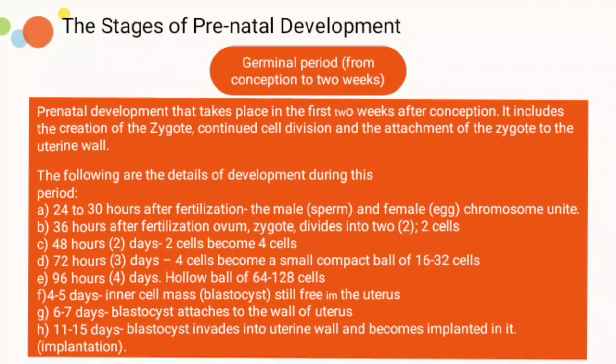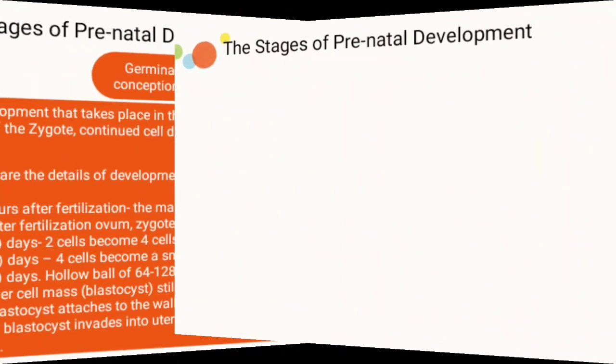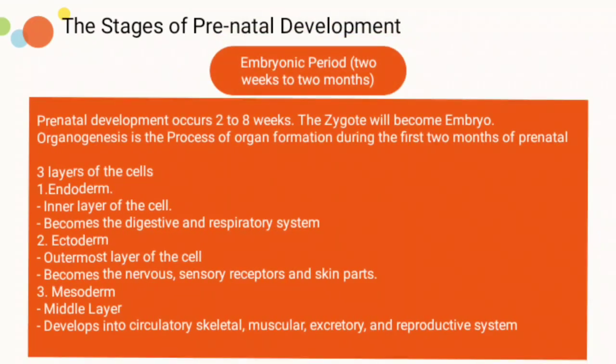In 6 to 7 days, the blastocyst attaches to the wall of the uterus, and in 11 to 15 days, the blastocyst invades into the uterine wall and becomes implanted in it. So, in 11 to 15 days, there happens the implantation. So, the next stage is the embryonic period of prenatal development, which occurs from 2 to 8 weeks. The zygote will become an embryo.